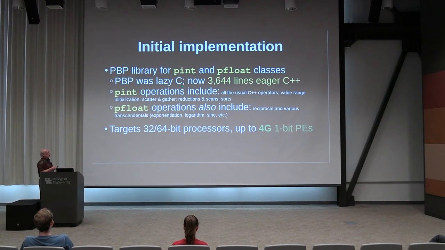The original implementation that I did was lazy C code for this. Lazy meaning lazy evaluation, which is a good thing, but we'll get into the details of that. And it was about 3,600 lines of code. Right? So not too bad for the eager C++ evaluation version. Pint operations include all the usual C stuff and all the usual C++ stuff. And then actually some parallel operations, things like, for example, scatter and gather, reductions and scans.